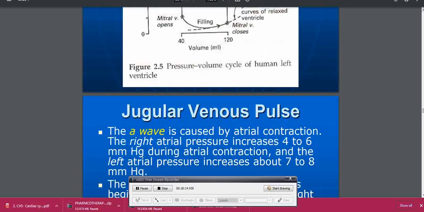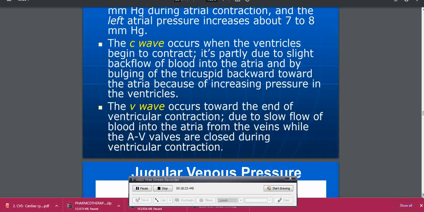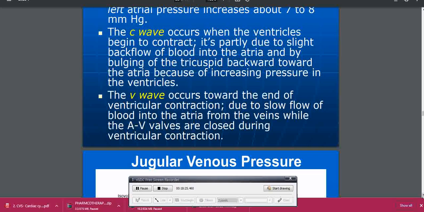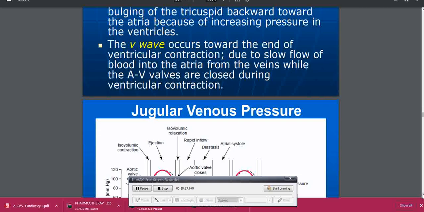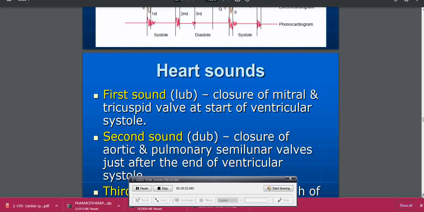And then we check on jugular venous pressure. Very important. The C wave occurs when the ventricle begins to contract, and the V wave occurs toward the end of ventricular contraction.